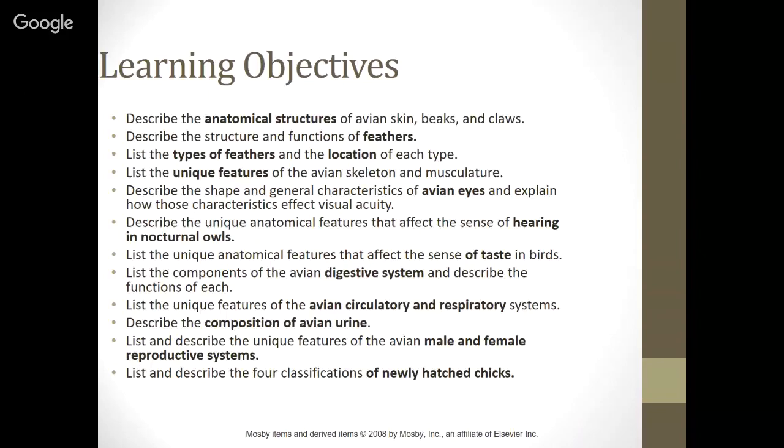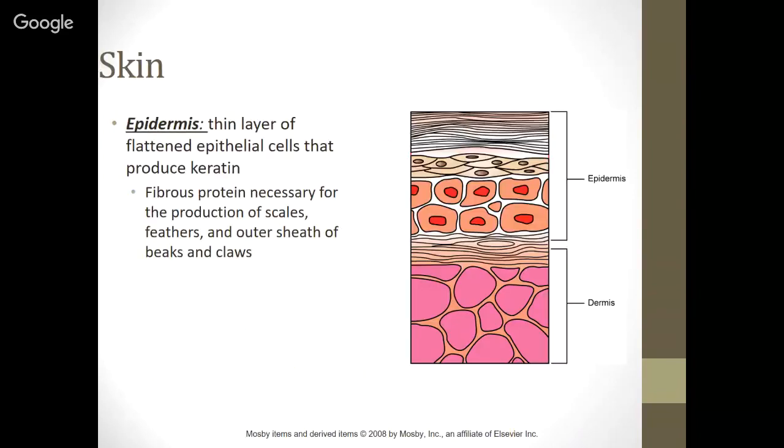We'll also list the components of the avian digestive system and describe the functions of each of those components. We'll list the unique features of the avian circulatory and respiratory systems, and that's pretty cool. We'll also describe the composition of avian urine. We'll talk about the unique features of the male and female reproductive systems and describe 4 classifications of newly hatched chicks.